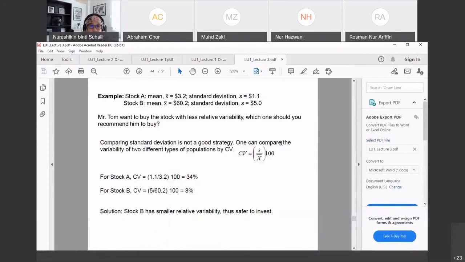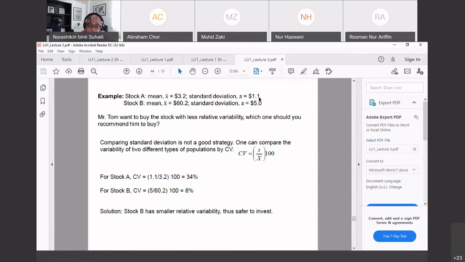For example, coefficient of variation. Let's say for stock A, the mean is this and the standard deviation is this; for stock B, the mean is this one and the standard deviation is this. So the standard deviation is just a single value, but what does it mean?